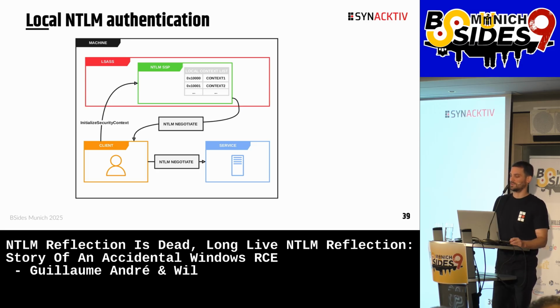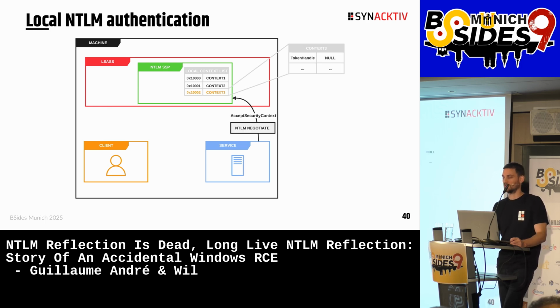The authentication workflow will start. The NTLM SSP will answer back to the client. It will start the NTLM exchange by performing the NTLM negotiate message. And then the client will forward this message to the service. Moving on, the service will now talk again with the NTLM SSP, always within the same machine, and it will perform accept security context during the NTLM negotiate message. And within the memory of the NTLM SSP, it will create a new context within a local context list. It will create a new structure with a specific identifier, for instance here, 10,002.